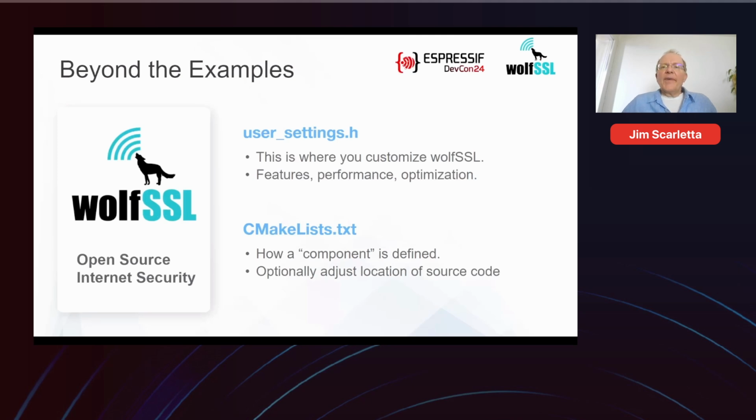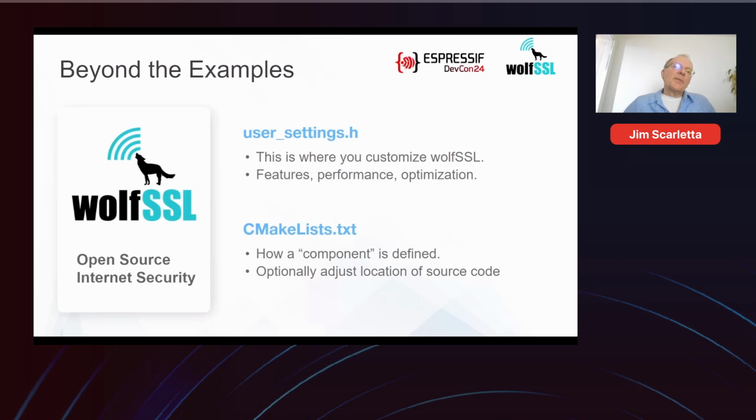So beyond the examples, we're going to talk more about the user settings in the CMake file. We mentioned before the user settings. This is where you customize wolfSSL for your specific use case. There are many, many different features to turn on and off. You probably don't want to turn on everything because it's big and bloated code. So you typically only want to turn on the features that you want. You can optimize it for performance or for size. It's all about the specific use case and what it is you want to configure.